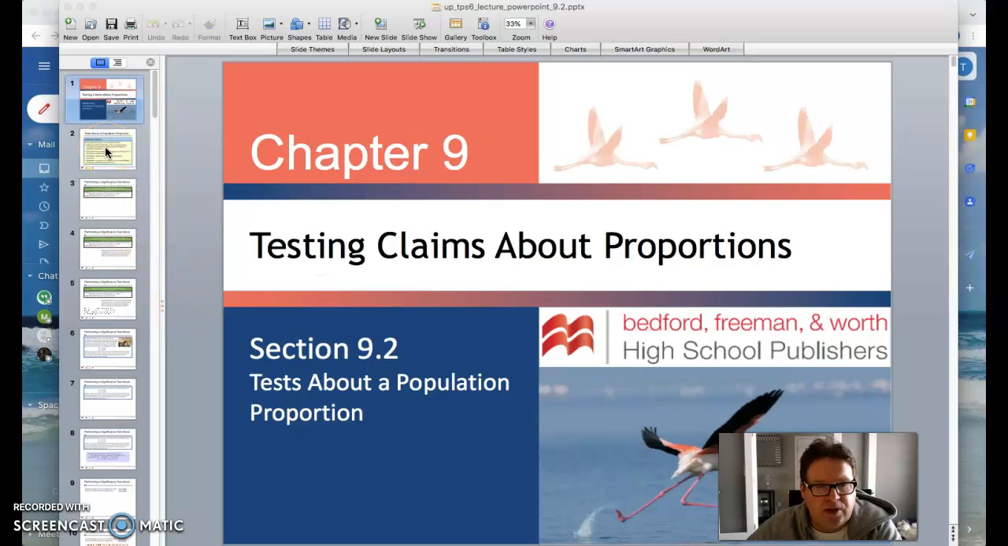All right, welcome to section 9.2. We're going to be talking a little bit about the tests about a population proportion. We're going to be figuring out how to find that p-value in this section.